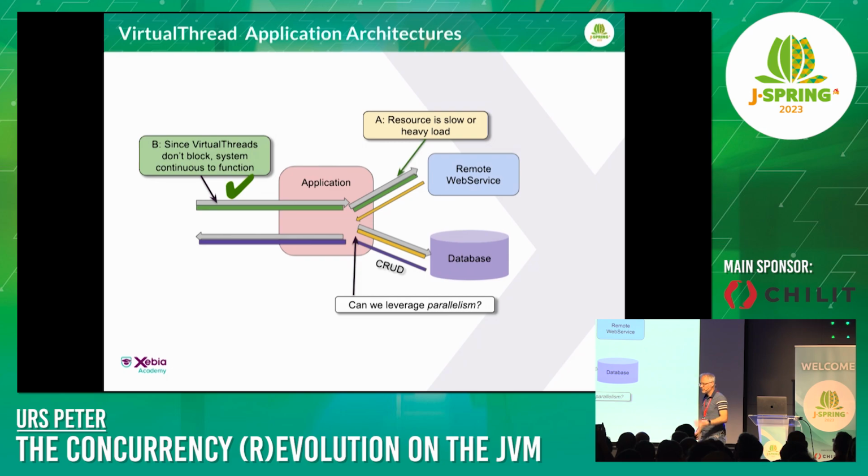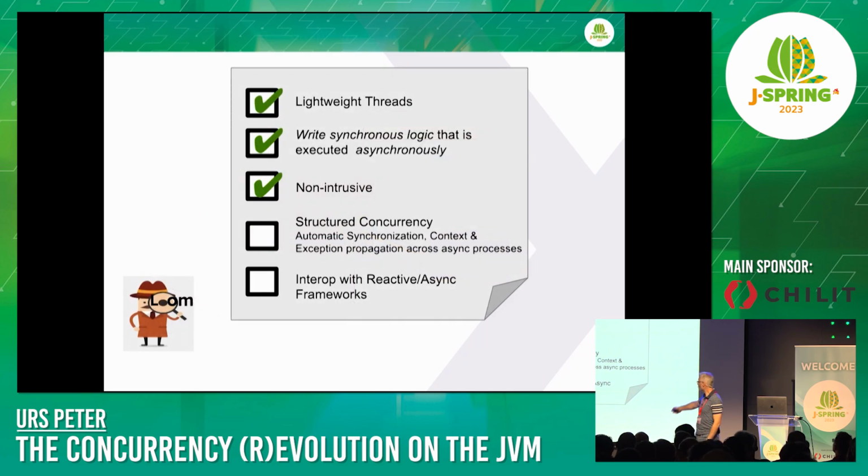Can we leverage parallelism? Let's see. Apparently not yet. We just had this blocking example. Let's see it later. But definitely our performance got better and we get happy users. So that's really the cool thing about Project Loom, is that it's totally non-intrusive. You're not aware of it. It just does its job.